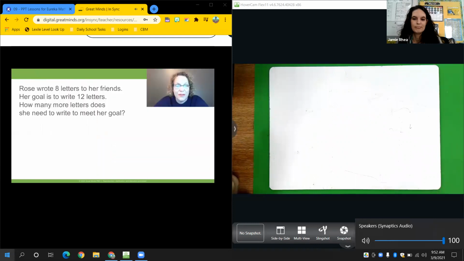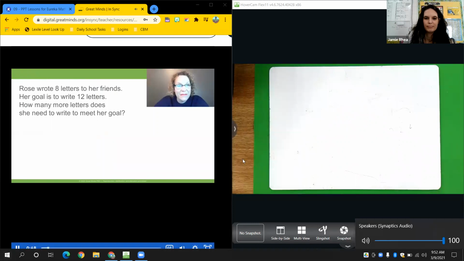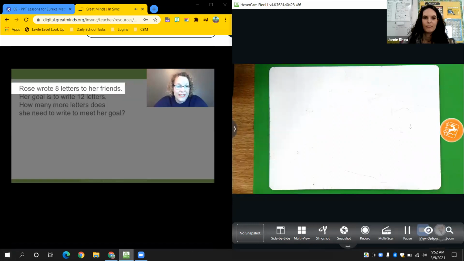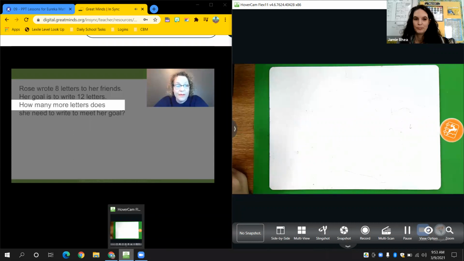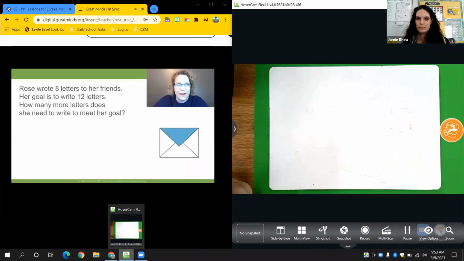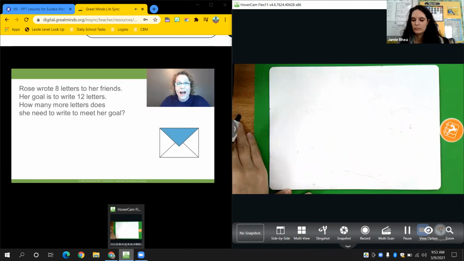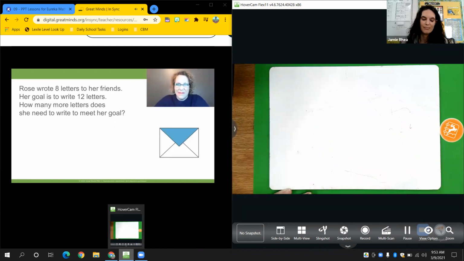Let's start by reading this story problem together. Read with me. Rose wrote 8 letters to her friends. Her goal is to write 12 letters. How many more letters does she need to write to meet her goal? Draw a tape diagram to solve how many more letters Rose needs to write. You can also use your linking cubes or small objects to help you draw and solve. I will work behind my secret wall, and then we'll come back and compare.